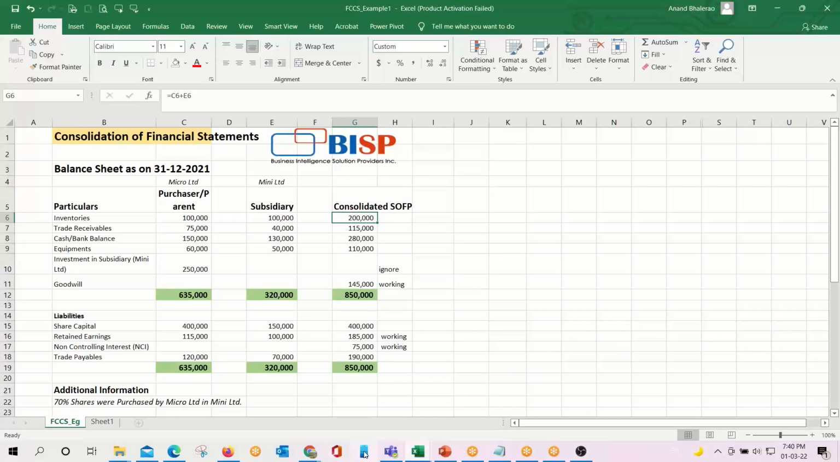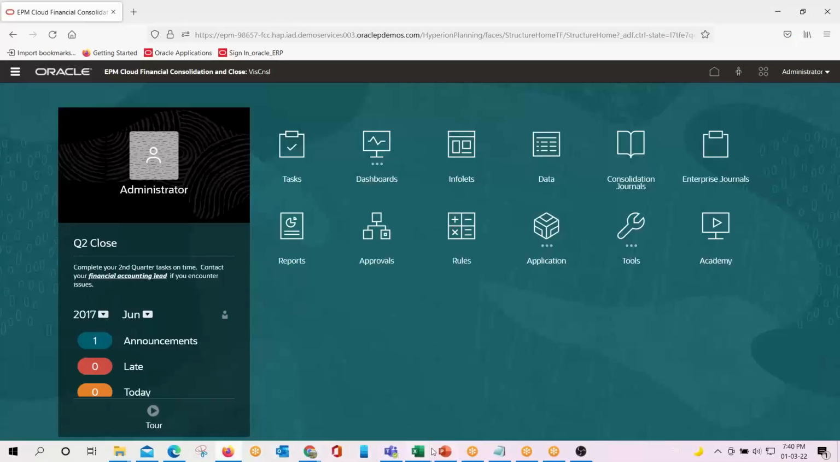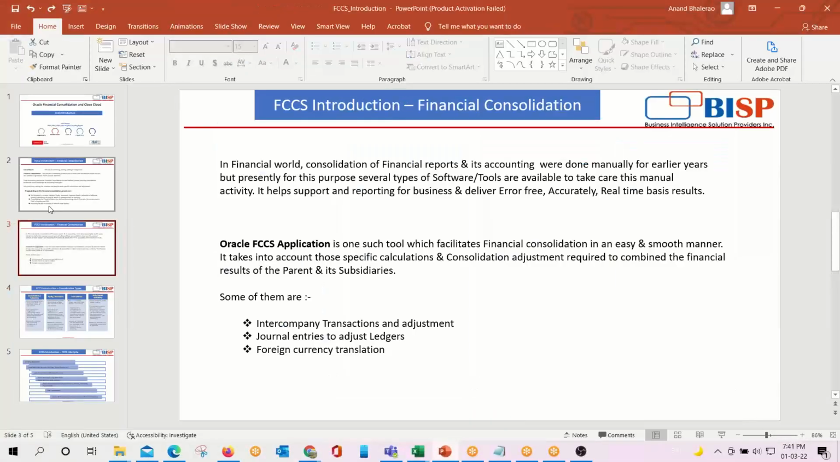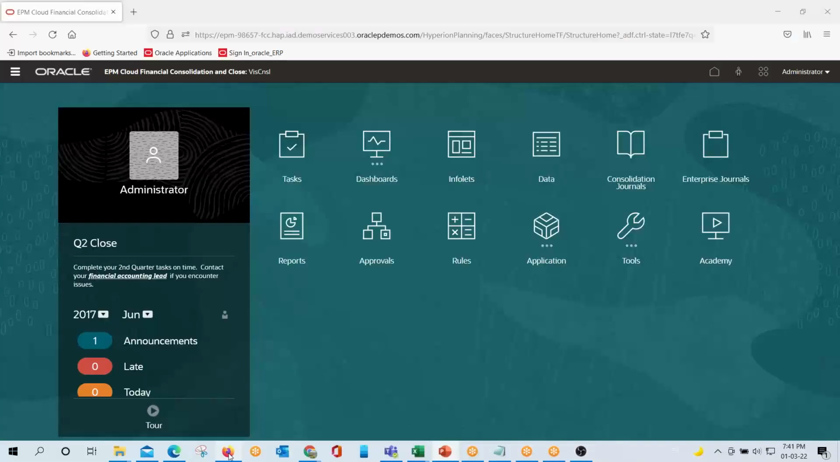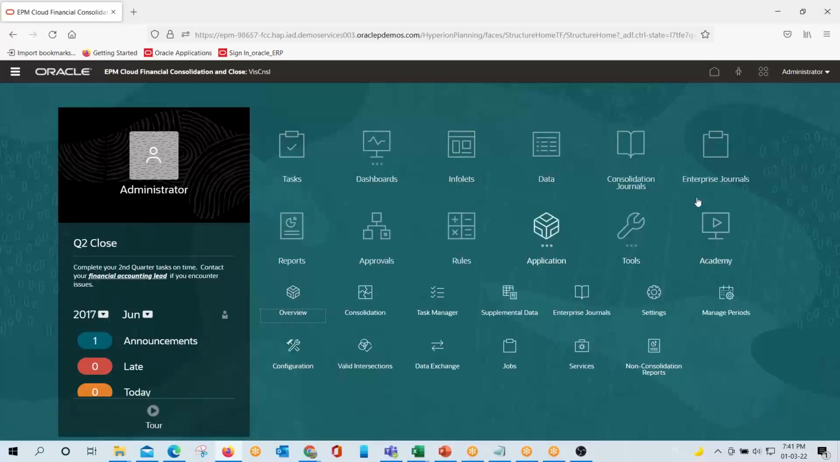These are the figures. So all this process, the intercompany adjustment, journal entries, foreign currency, calculation of goodwill, retained earnings, is all done automatically through this application. So this is the application front page, or you can say the desktop front page here. And how this application is created, we will see.